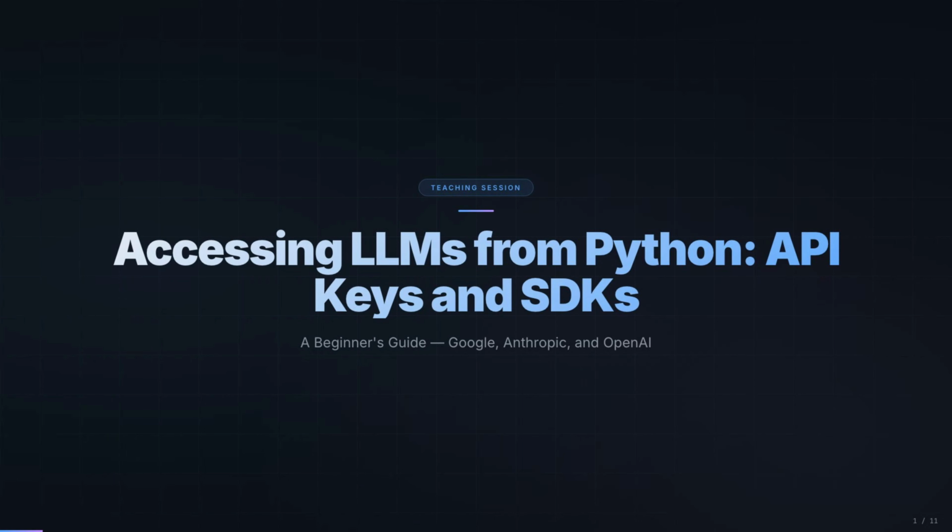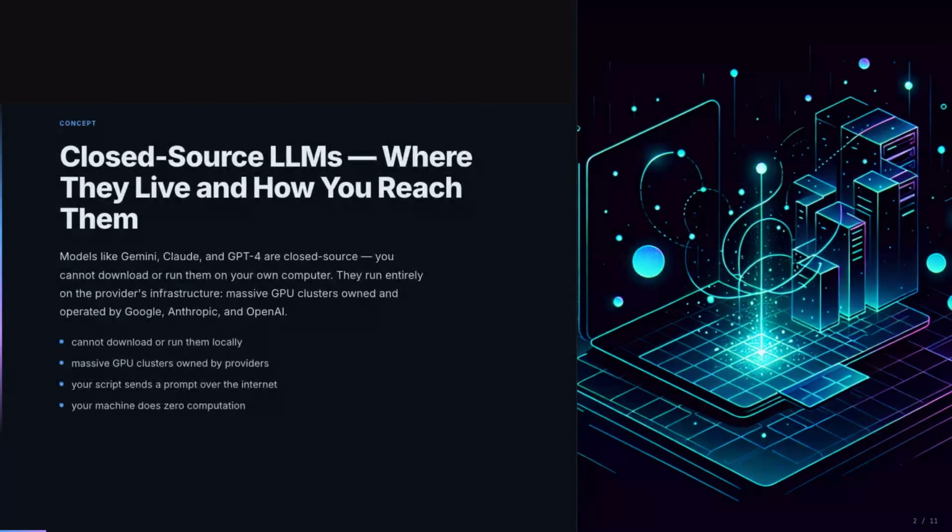What is actually happening when you send a message to one of these models? Models like Gemini, Claude, and GPT-4 are closed source. You cannot download or run them on your own computer. They run entirely on the provider's infrastructure, massive GPU clusters owned and operated by Google, Anthropic, and OpenAI. These are not small machines. We are talking about thousands of specialized chips running in data centers around the world.